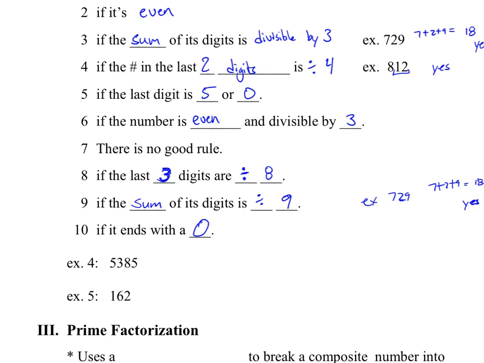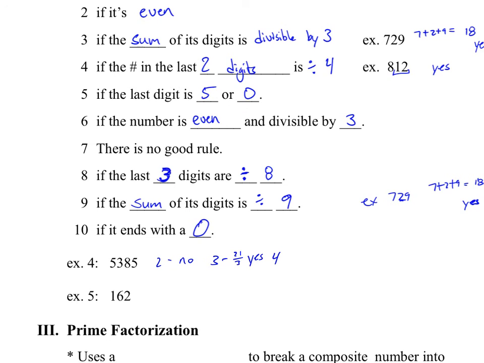So what numbers fit into 5,385 evenly? Does 2 fit in there? 5. So 2 is a no. What about 3? What's the trick? Add them up. Don't use your calculator. 5 plus 3 plus 8 plus 5. 21. Yes. 21 divided by 3, does that work? Yeah. So 3 is a yes.